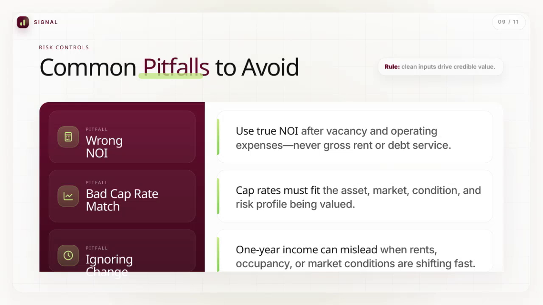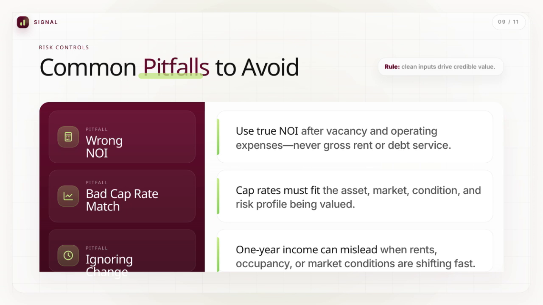Now, let's talk about some common pitfalls to avoid when working with risk controls. The key rule here is that clean inputs drive credible value, meaning your data needs to be accurate and relevant to get reliable results. The first pitfall is using the wrong net operating income, or NOI. It's crucial to use a true NOI, which means calculating income after accounting for vacancy and operating expenses. You should never base your calculations on gross rent or debt service, as that can lead to inflated or misleading values.